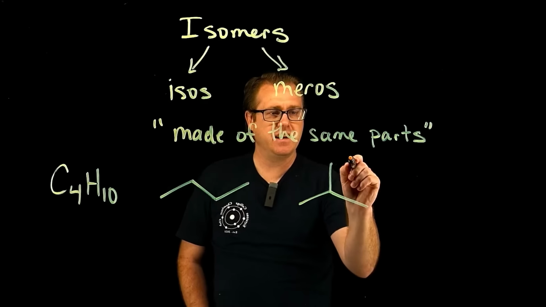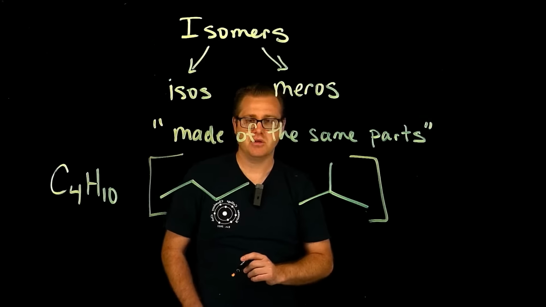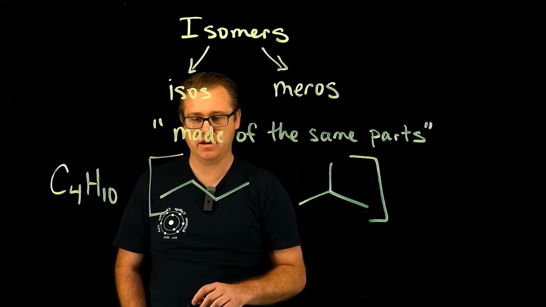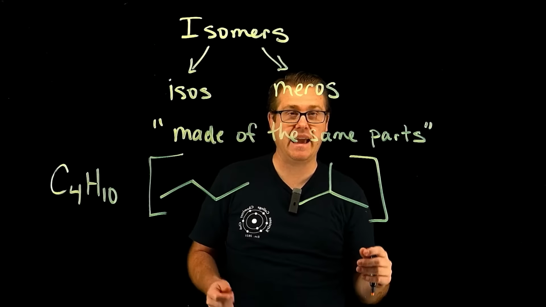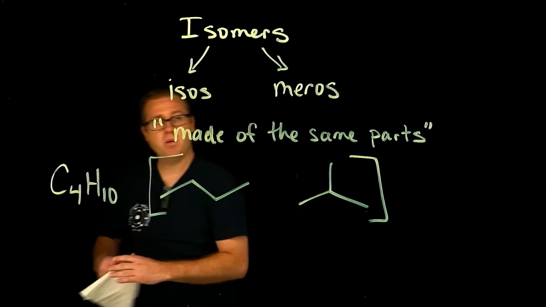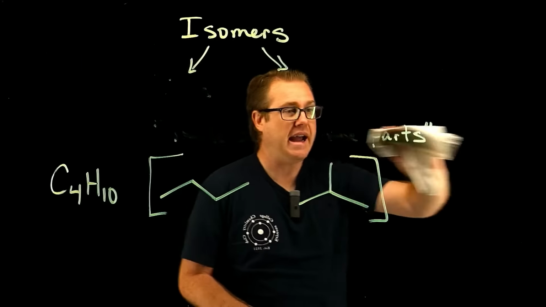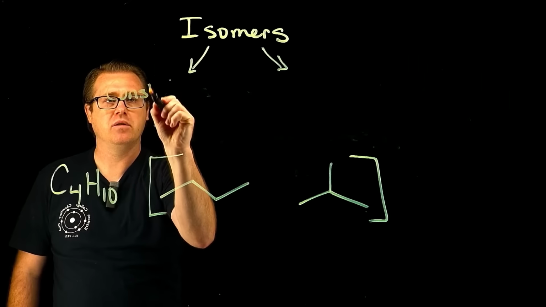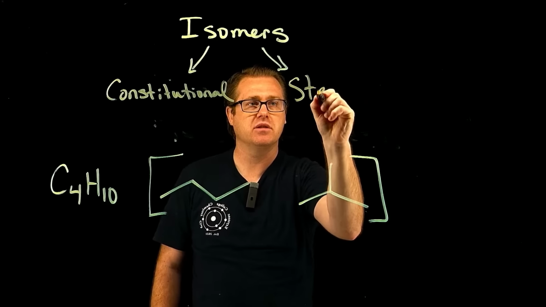Now, I said that these two right here are called constitutional isomers. Constitutional isomers are molecules that have the same molecular formula but different connectivity. You can see here that it's a zigzag versus this structure right here. The connectivity of the atoms is different. And so what we are going to focus our attention on is the fact that we're going to have two different types of isomers that we want to look at. We have constitutional isomers and then we have stereoisomers.